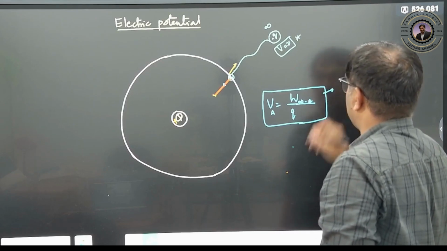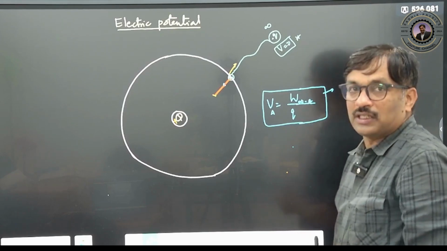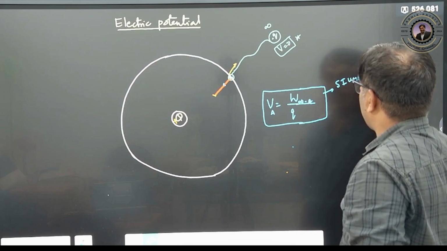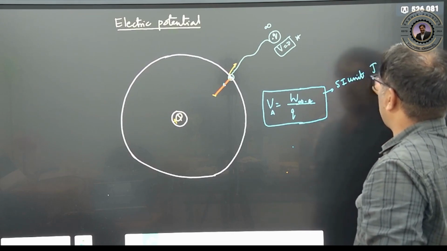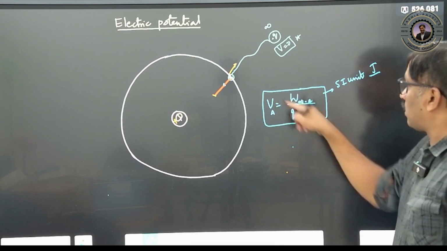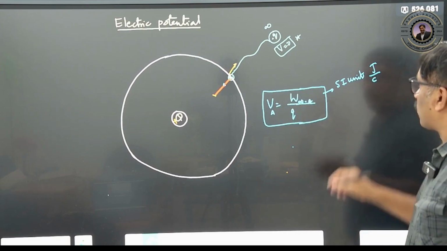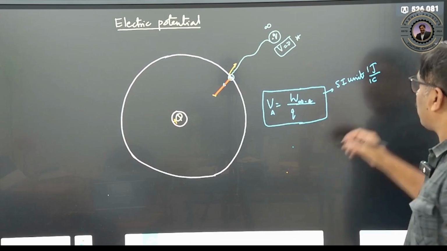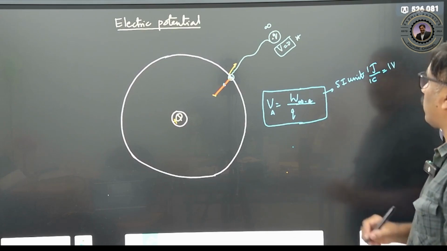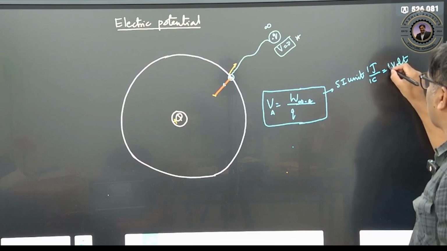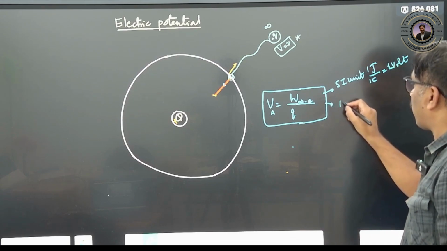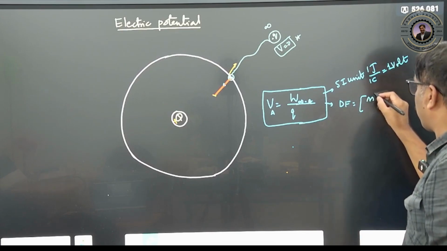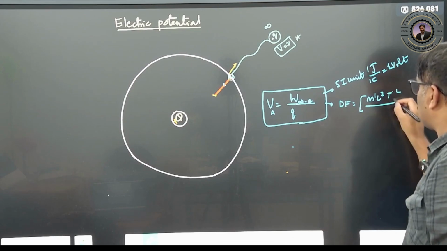Now we will see some basic information. Work done per unit charge: what is the SI unit here? Work done is in joules and charge is in coulombs, so the unit is joule per coulomb. If 1 joule of work is done on 1 coulomb, it is said to be 1 volt. Clear? What will be the dimensional formula here? Work done is M1 L2 T minus 2. So what is charge?